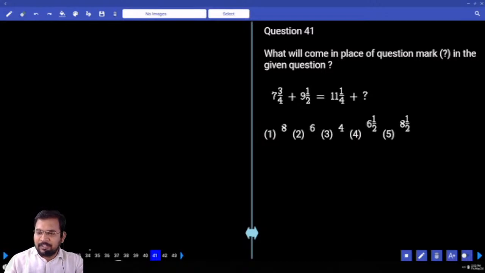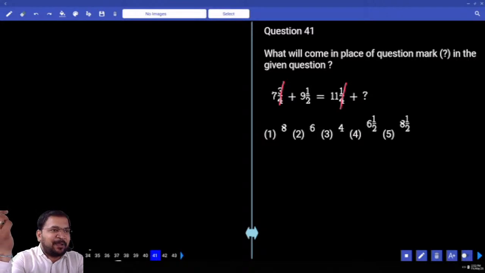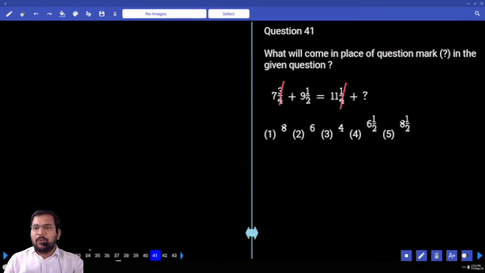See here, 1 by 4. Remove 1 by 4 from 3 by 4. 3 by 4 is nothing but 75%, and 1 by 4 is 25%. Subtract 25% from 75%, that is 50%. 50% is nothing but 1 by 2.